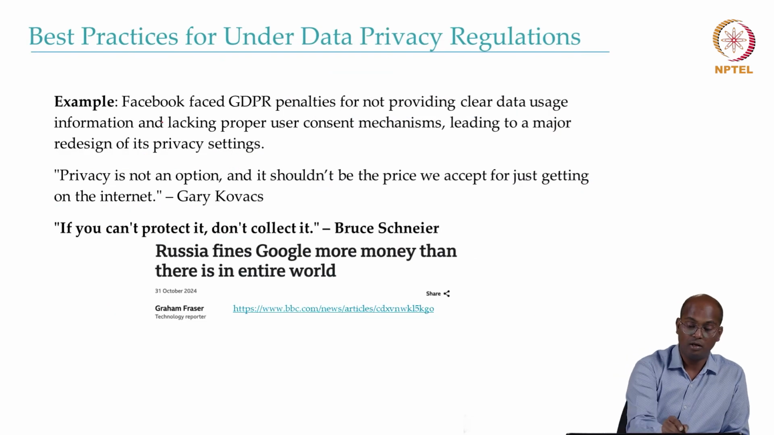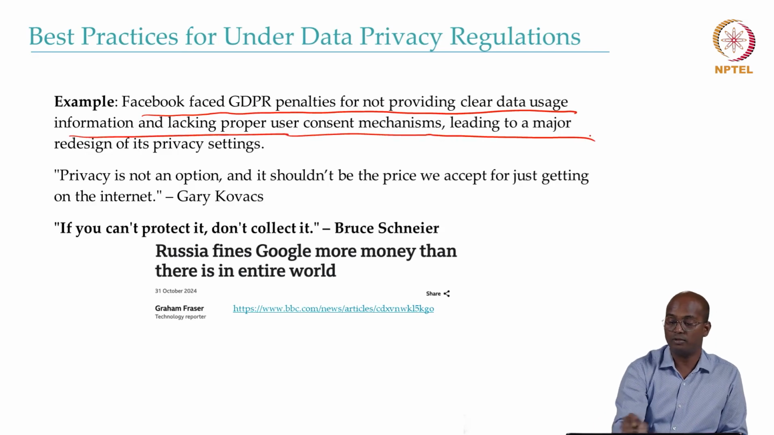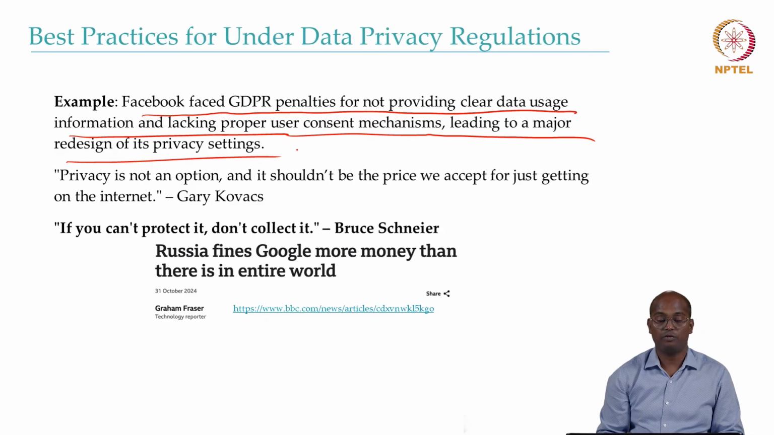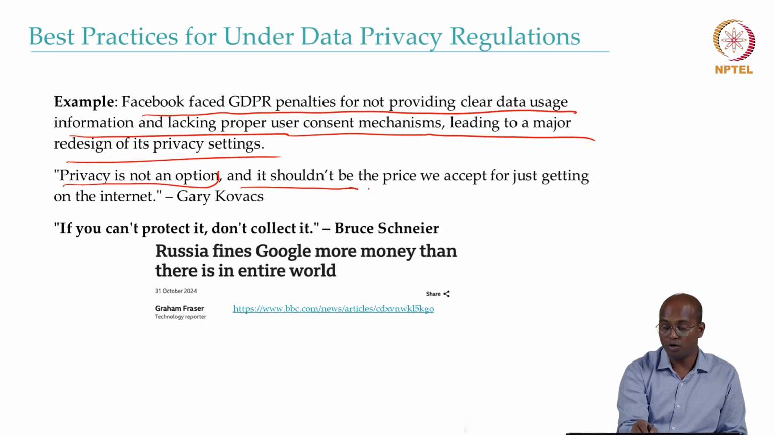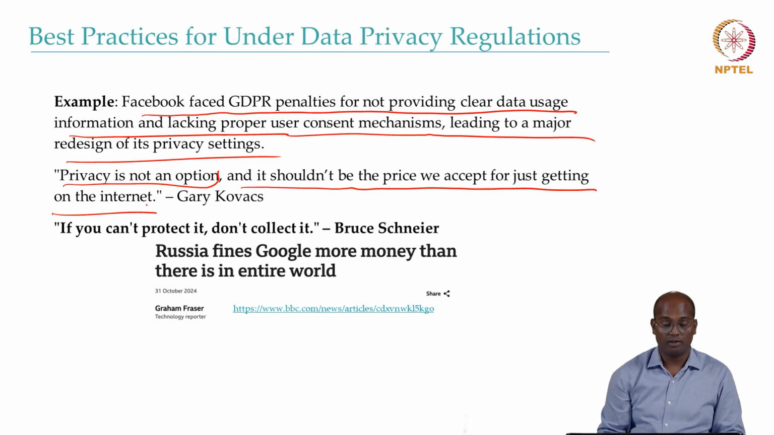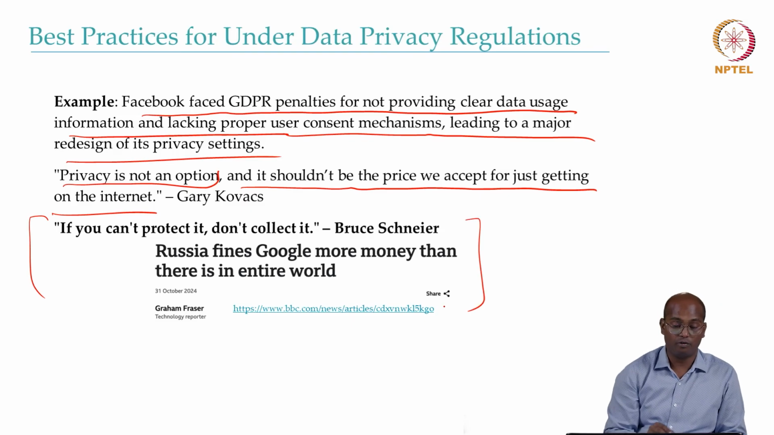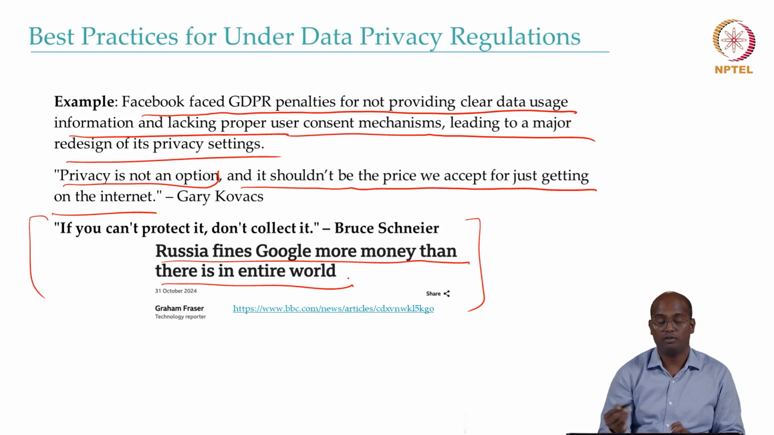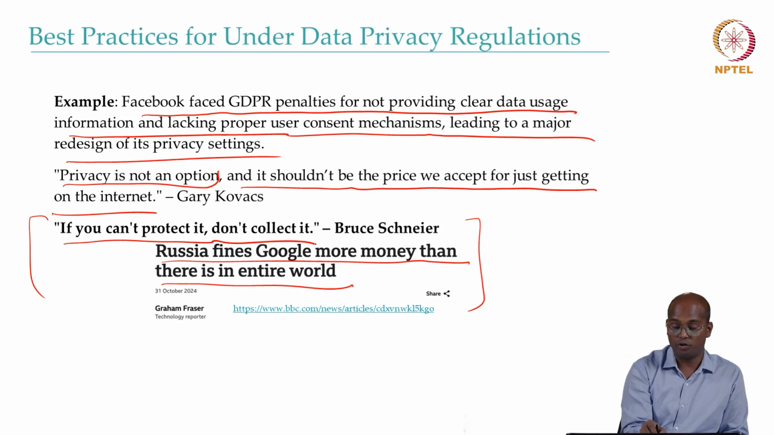An example is Facebook, which faced GDPR penalties for not providing clear data usage information and lacking a proper user consent mechanism, leading to a major redesign of its privacy settings. Because privacy is not an option, it should not be the price we accept for just getting on the internet. Another news you might be aware of: Russia fined Google more money than exists in the world, again due to something related to data and accounts. So if you can't protect it, don't collect it.